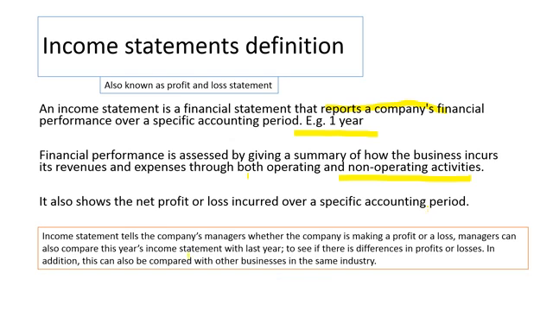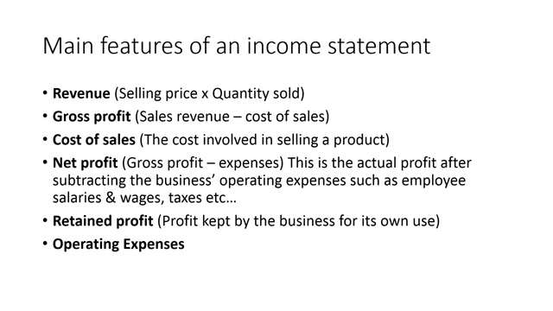So we can also say there's another definition I've put here for you, that income statement tells the company managers whether the business is making a profit or loss. Managers can also compare this year's income statement with last year's to see if there's a difference in profits or losses. In addition, this can also be compared with other businesses in the same industry to see if you're making profit or not.